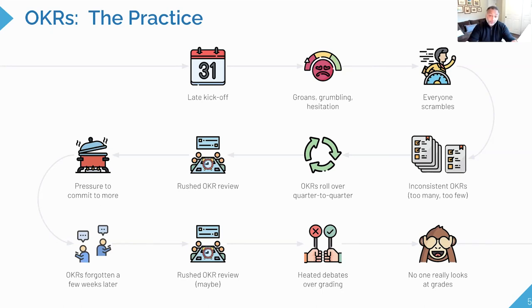You'll then have a review of the OKRs. And more often than not, it's extremely rushed. There's time to talk about one or two of the OKRs, or you try to talk about all of them very quickly. Teams often feel pressure to take on more and more goals for the quarter.